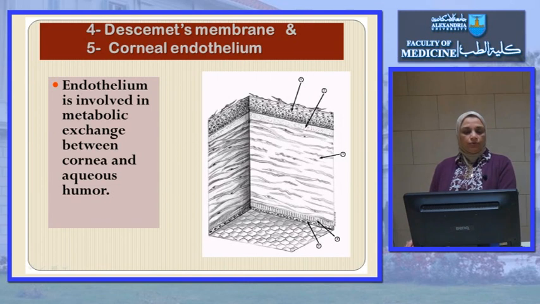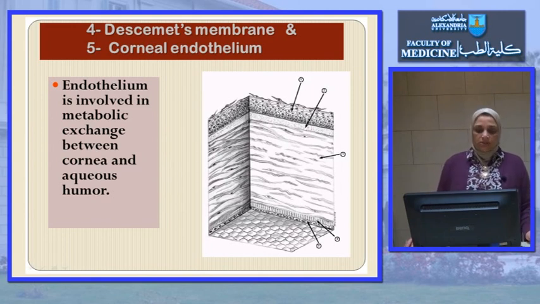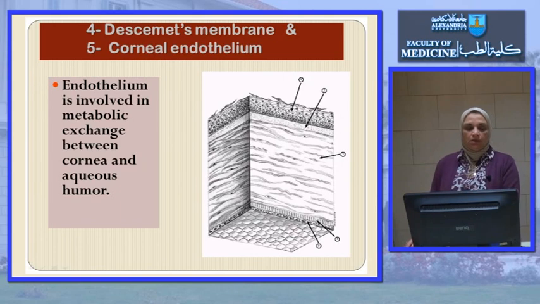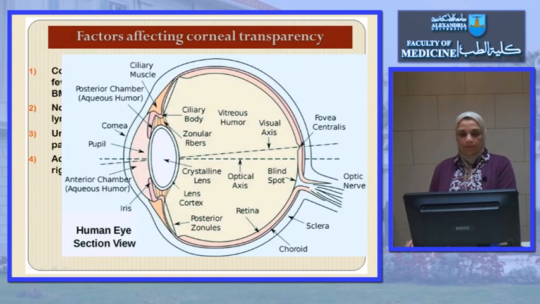What about the corneal endothelium? Endothelium is involved in metabolic exchange between the cornea and aqueous humor. I said that the most inner layer, which is the corneal endothelium, is facing the aqueous humor. There is exchange of material in between, and this is done through the endothelium.